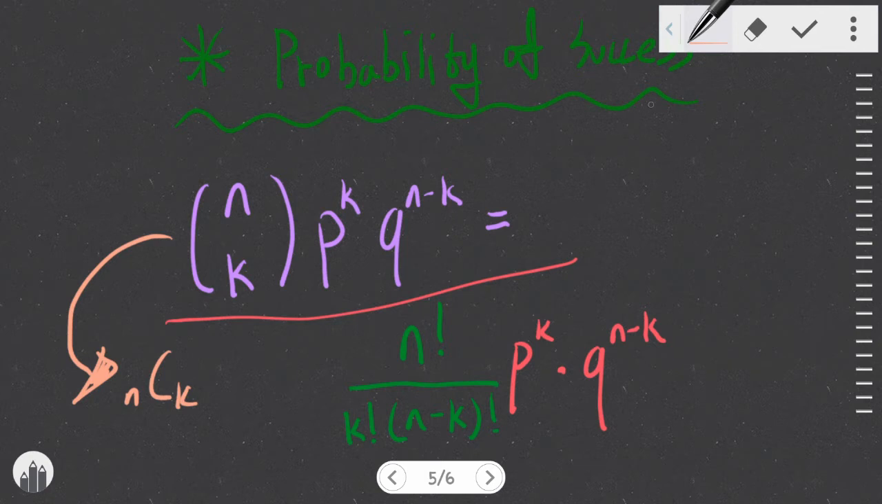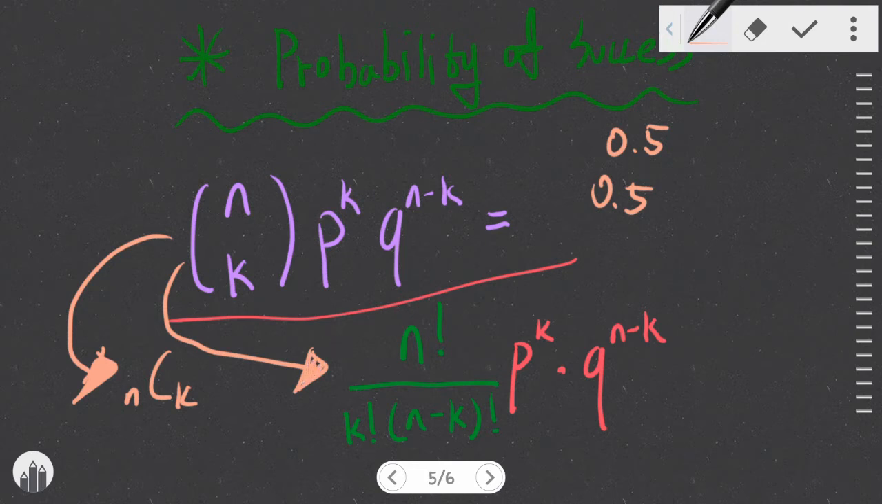So, for example, in flipping a coin, the probability of success will be 0.5, 50%, and so will be the failure, 0.5. And so this equation, if we simplify this part here, nCk becomes n factorial over k factorial times n minus k factorial, multiplied by p to the power k and q to the power n minus k. This is the binomial probability. Now we have to remember this equation very well.